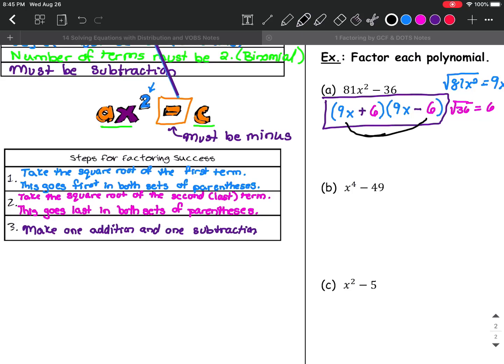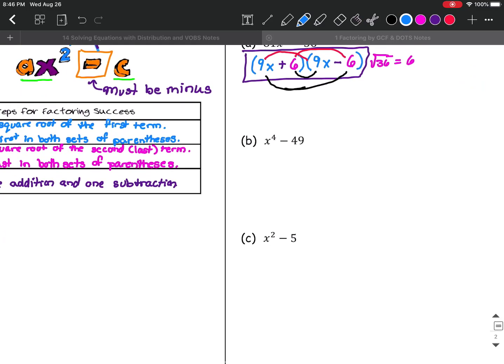get negative 54x. And when you multiply these two, you're going to get positive 54, and they're going to cancel each other out. Okay? So then all you have left is the 9x times the 9x. There's your 81x squared. And this positive 6 times a negative 6, there's your negative 36. Okay? All right. So let's try another one.